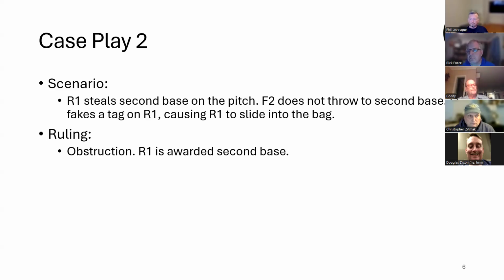Okay. Can I ask a follow-up? If we have a fake tag with no contact on the runner and the runner does not slide, are we warning? And if there's a fake tag, no contact with the runner, but the runner slides because of it, is there a warning? I would assume so. If you have a fake tag, there should be a warning, no matter what. Yep. Whether he induces him to slide or not.